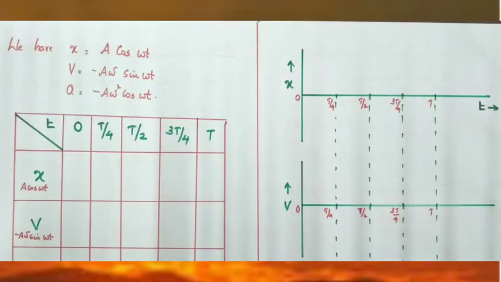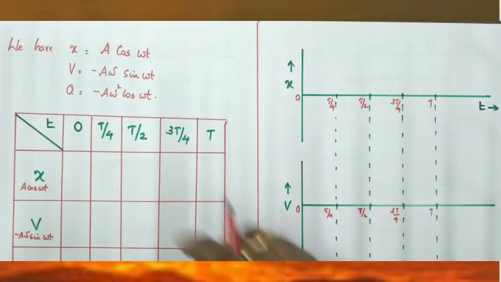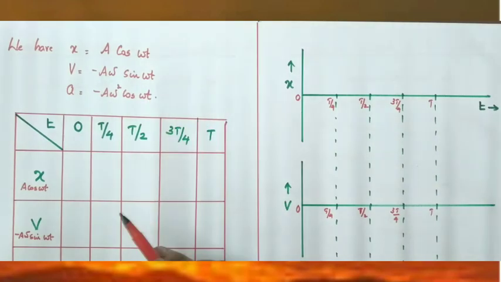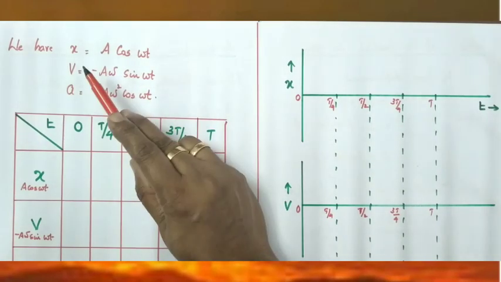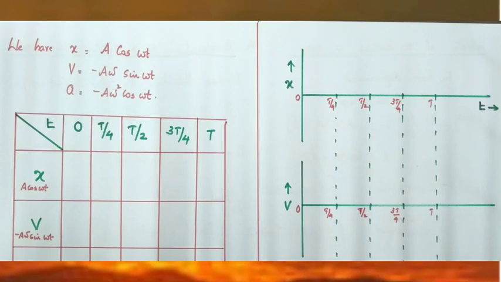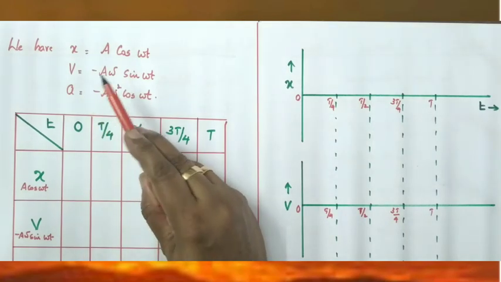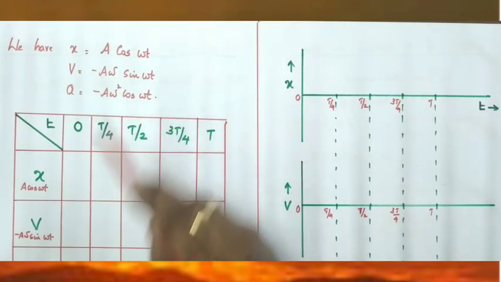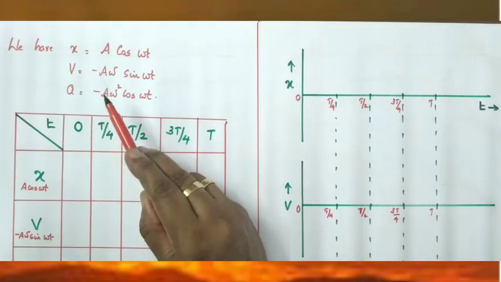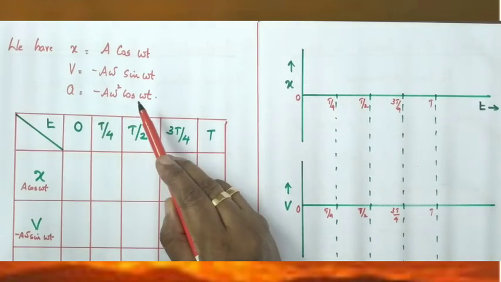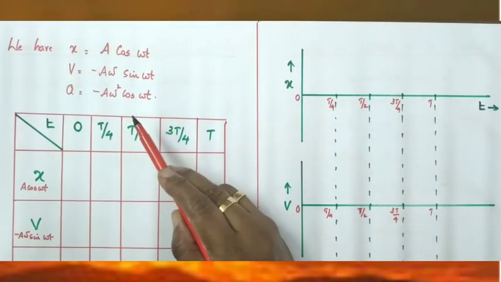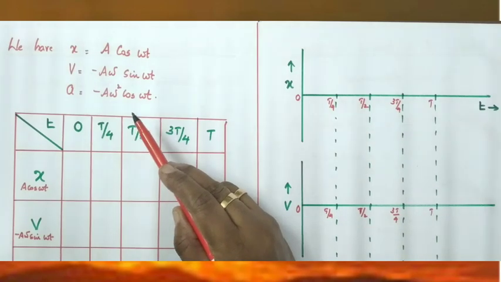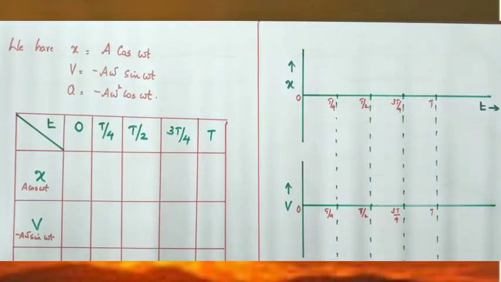So we have displacement x equal to A cos(omega t plus phi). But here, for simplification, we can take initial phase phi equal to 0. Now the displacement becomes A cos omega t. Velocity is minus A omega sin omega t. Acceleration is minus A omega square cos omega t. In all three cases we have taken initial phase phi equal to 0.